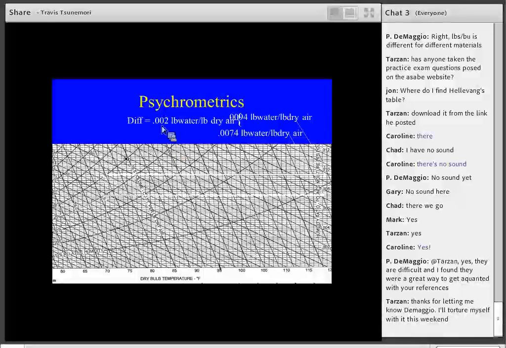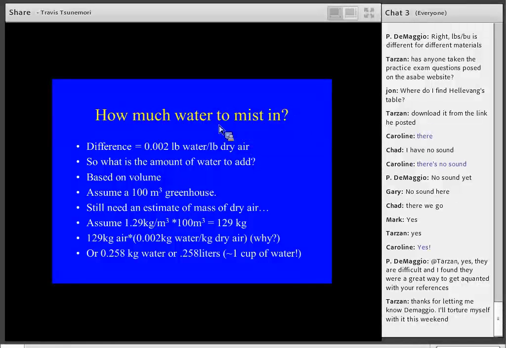Difference is 0.002 pounds of water per pound of dry air, okay? So that's where we're at on those numbers. So that's how much we've added per pound. But we've got some different numbers to deal with, okay? 0.002 pounds of water per pound of dry air. But we've got this 100 cubic meter greenhouse. So we still need some kind of assumption there.